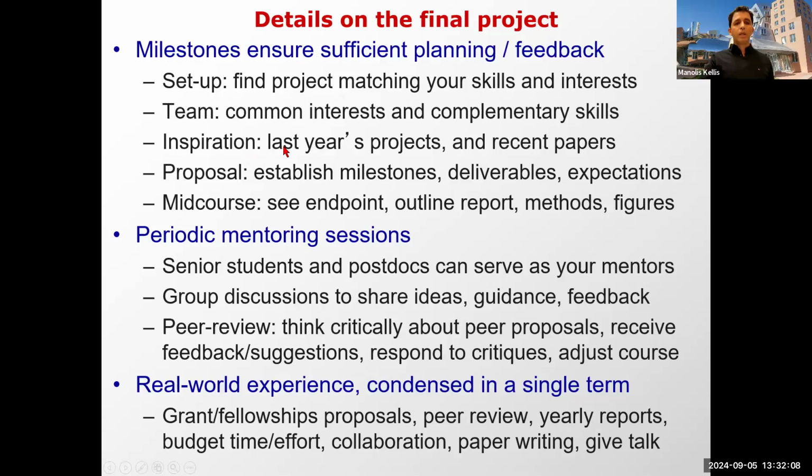For inspiration, we gave you links to last year's projects and some recent papers. The goal of the proposal is to establish your future milestones and deliverables and your expectations, so that you can track your own project and see how realistic your views were. Again, the mid-course is about seeing the endpoint, outlining your reports, writing your methods already, and outlining what figures you'd like to have.